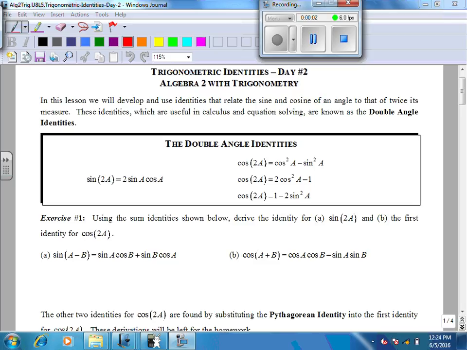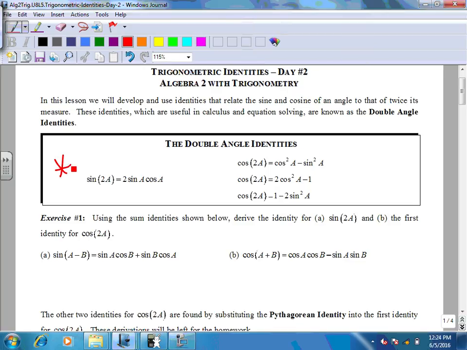All right, so this is Unit 8, Lesson 5. And we're going to continue talking about the double angles that we started to talk about in the last lesson. Again, all of these formulas are on your reference sheet. Nice thing is sine 2A only has one option to pick from.